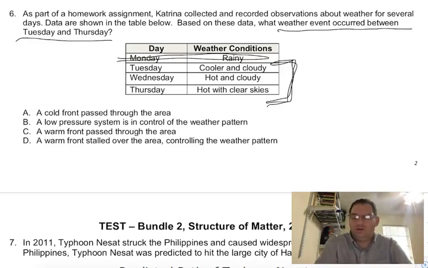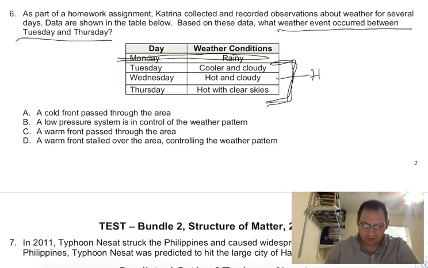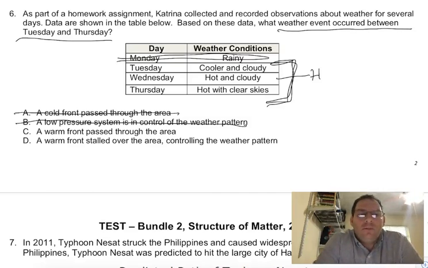All right. So A, a cold front passed through the area. Let's see. It's cooler and cloudy, then hot and cloudy. No, hot and cloudy. So probably a high pressure hitting there, or a warm front. So that's probably not it. B, a low pressure system is in control of the weather pattern. If it's hot and cloudy, probably have a high pressure, not a low pressure. C, a warm front passed through the area. Let's see, it got hotter, was cool, and it got warm. Possible. Put a line next to it. It's a good choice.